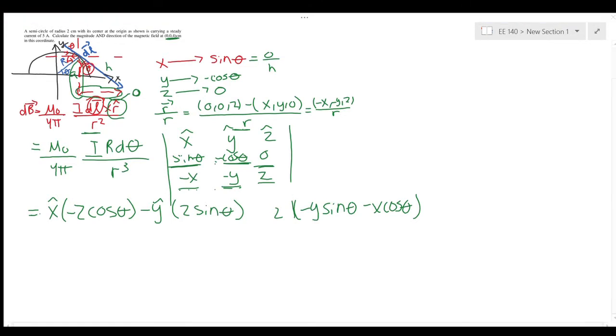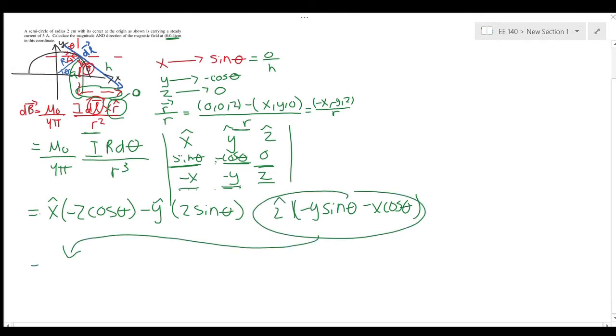And then we're going to actually break this down. So this is just going to be negative y hat. Cosine theta is just going to be y over r, minus x cosine theta is going to be x over r.